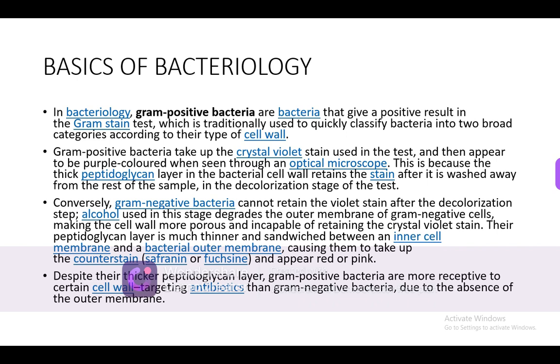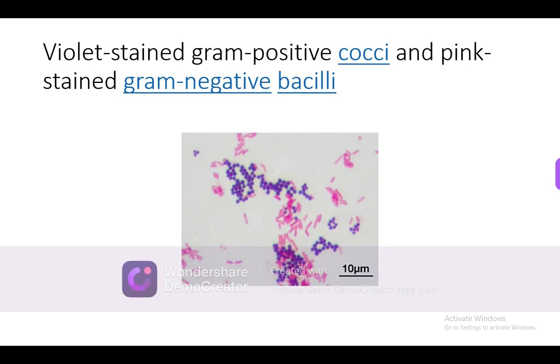This is very clear here, the crystal violet concept. And why are certain antibiotics not effective against gram-negative organisms? It is answered in this slide. This is a violet stain, gram-positive cocci, and pink stain, gram-negative bacilli. Both are seen here.